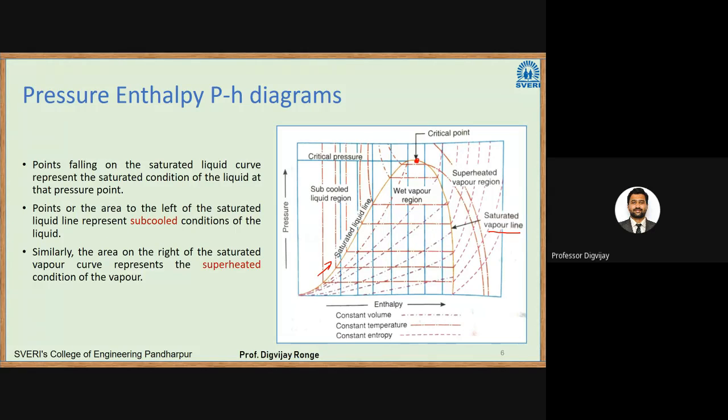Now they have shown here that the corresponding pressure will be the critical pressure. Whatever is left of the saturated liquid line is the subcooled liquid region, and whatever is right of the saturated vapor line is the superheated vapor region. So this is very important. There are three regions: subcooled region, superheated region, and whatever is inside that curve is nothing but the wet vapor region. So there are three regions: subcooled, superheated, and wet region. These three areas we get if we draw the pH diagram.